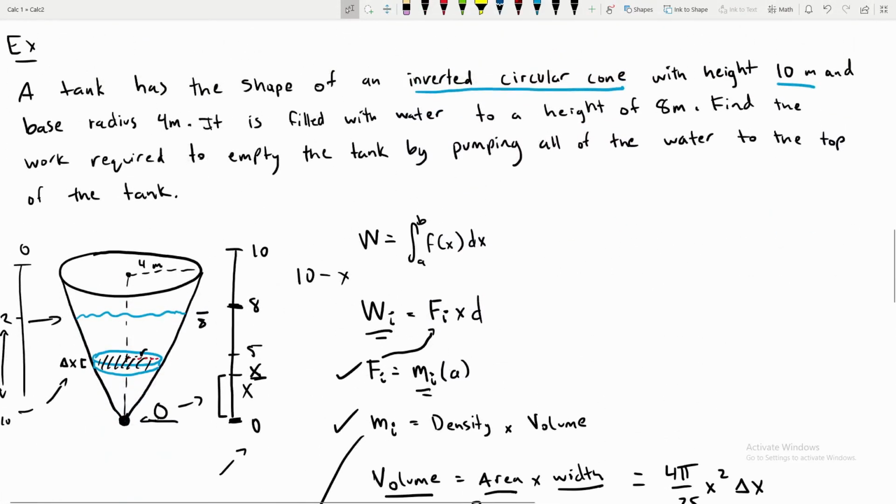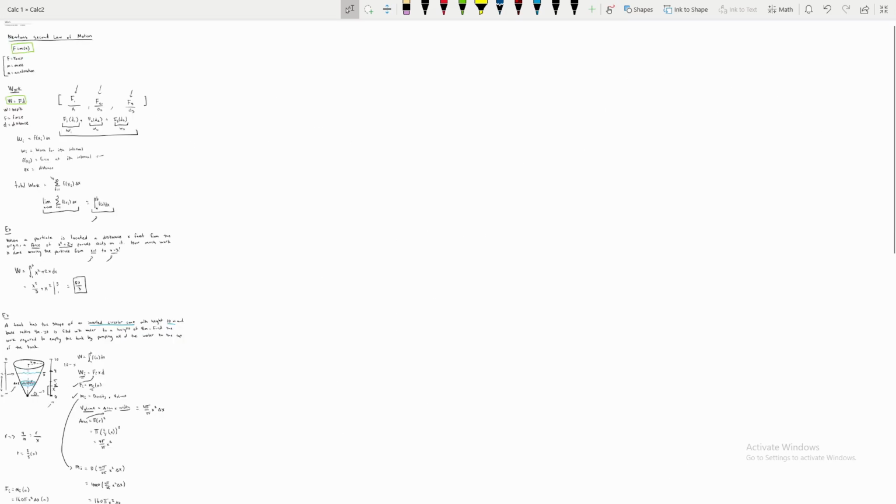And yeah, now we can see how we have applied everything that we've learned, several different formulas, to figure out what the work would be of emptying this tank. So that's it for today's lesson on work.